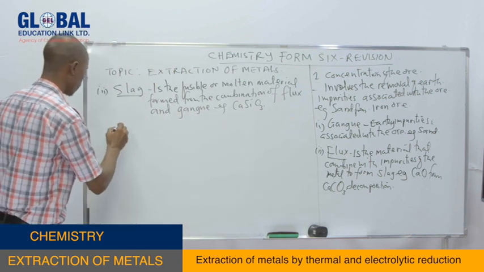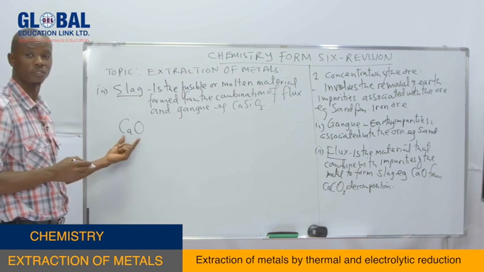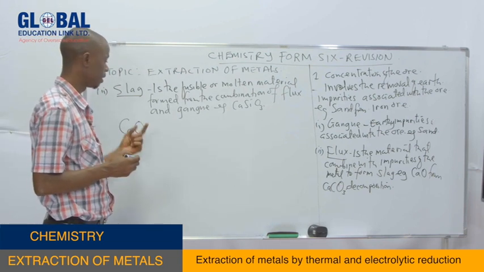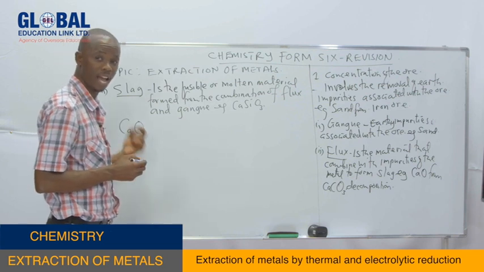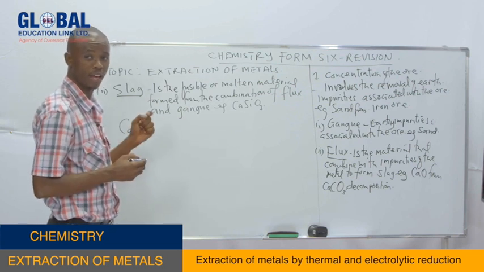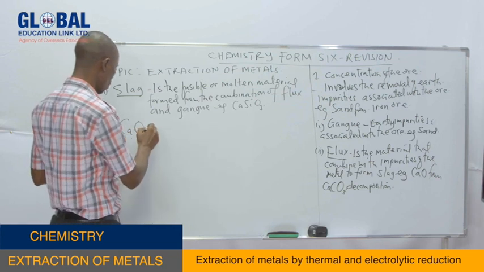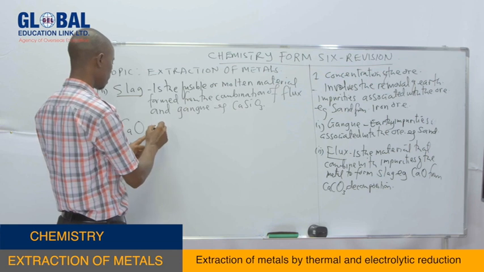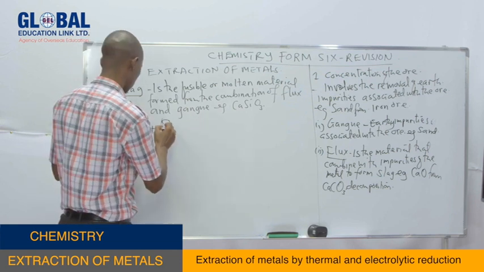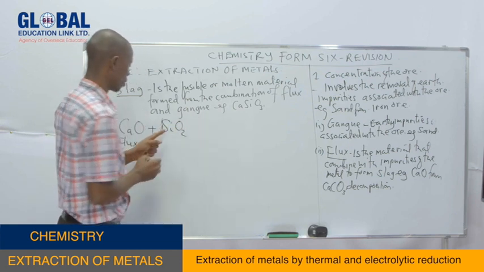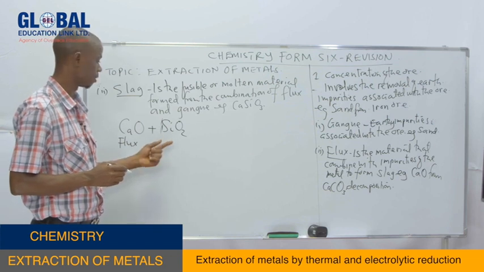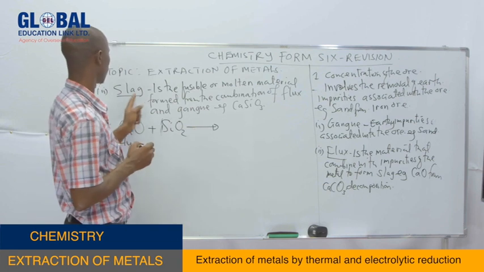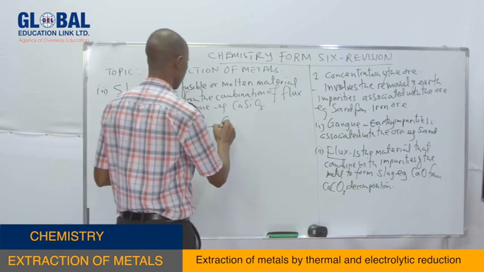So if we have calcium oxide from the decomposition of calcium carbonate, when the calcium carbonate is added in the furnace, when extracting the iron using hematite or iron 3 oxide, this flux reacts with the gang, that is silicon dioxide, this is the sand, producing the slag, and this is calcium silicate.